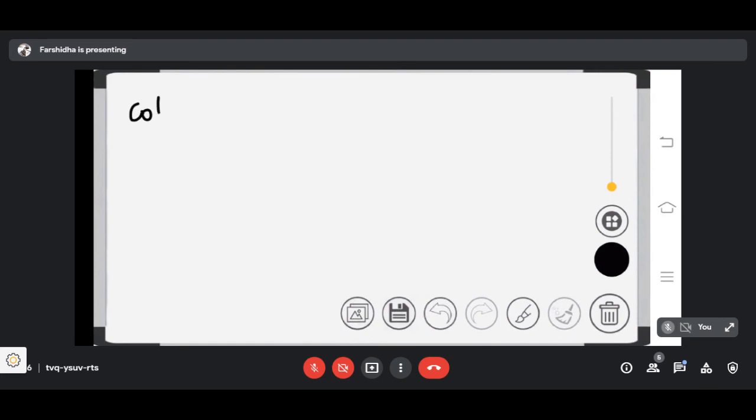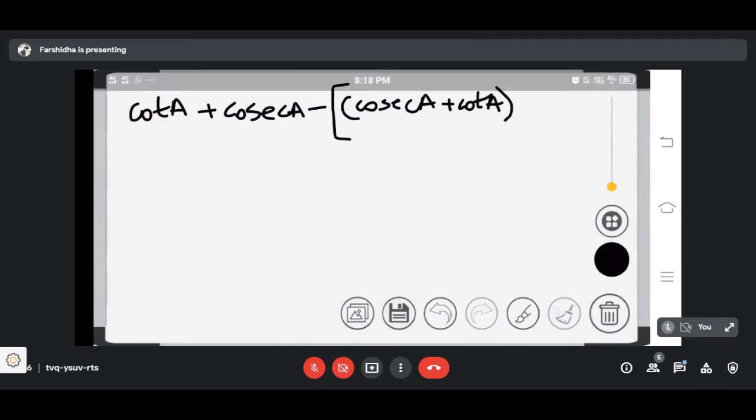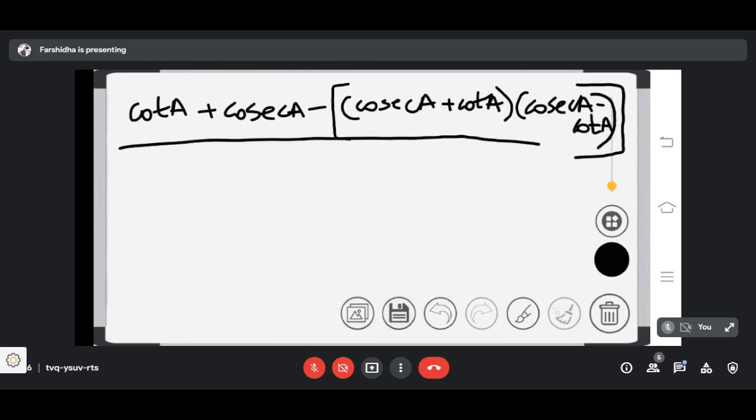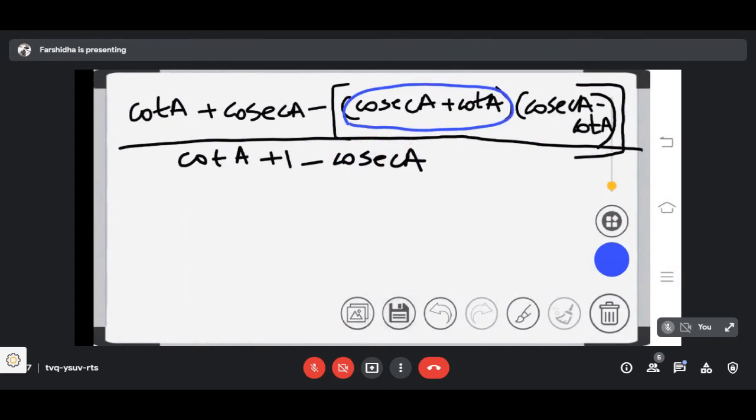Okay, so you got cot a plus cosec a minus open the big bracket. Again inside that cosec a plus cot a into cosec a minus cot a. Whole divided by cot a plus 1 minus cosec a. Okay, now you can see inside the bracket you have cosec a plus cot a. Outside the bracket also you have cosec a plus cot a. So in the next step, I'll be taking out the common term cosec a plus cot a outside.